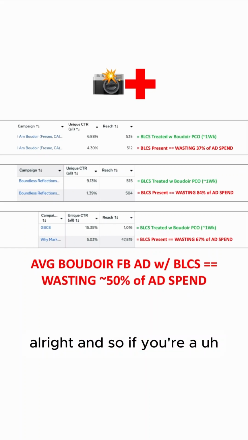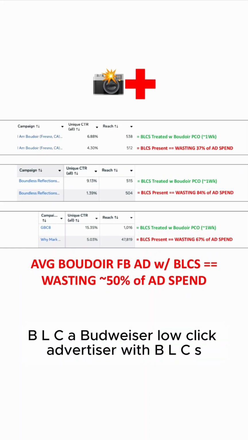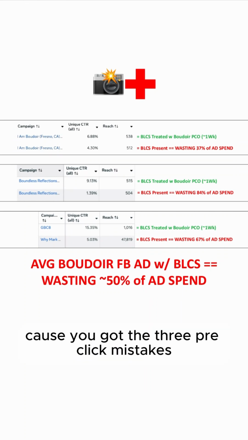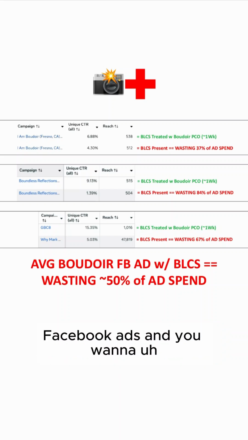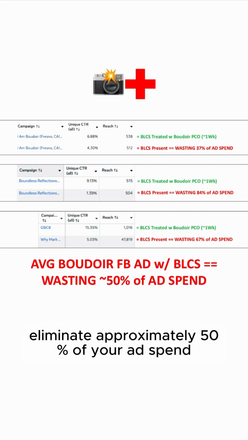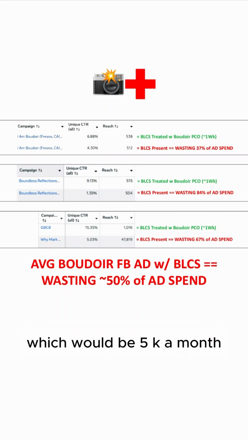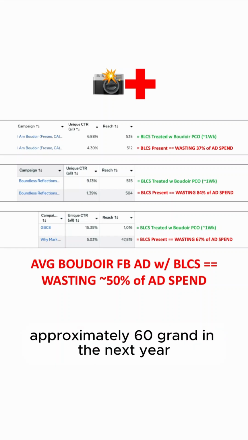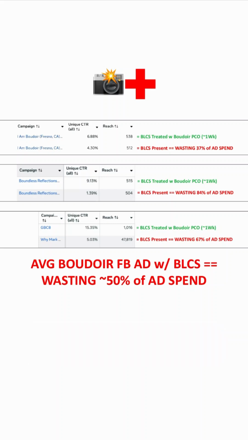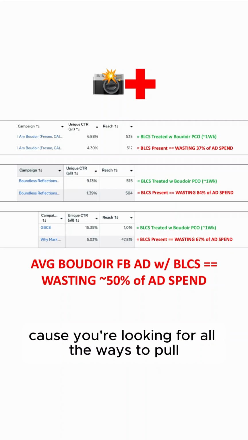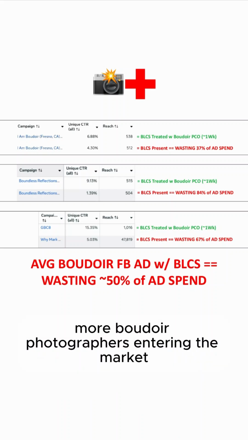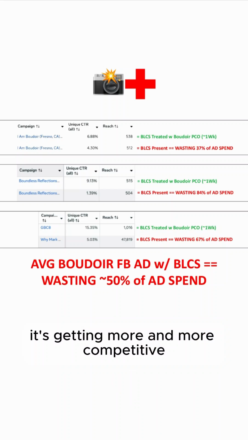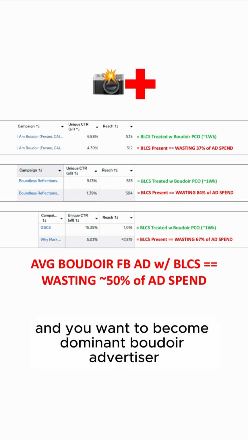So if you're a BLCA, Boudoir low click advertiser with BLCS, because you got the 3 pre-click mistakes, and you're spending more than 10 grand a month on Boudoir Facebook ads, and you want to eliminate approximately 50% of your ad spend, which would be 5K a month, approximately 60 grand in the next year, you decide you want to do this because you're looking for other ways to pull more profit out of the business. Since inflation's going up, more boudoir photographers are entering the market, it's getting more and more competitive, and you want to become a dominant boudoir advertiser.